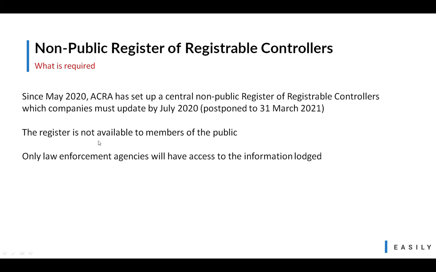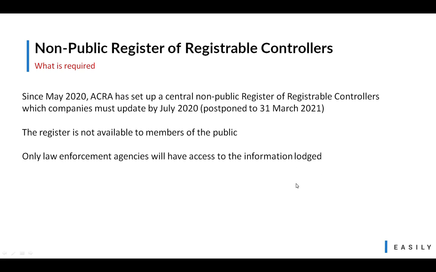Okay, and this register is not available to members of the public. So for example, if somebody wants to know the business profile of a certain company, they can just go to ACRA's website and pull out the business profile and just pay a small fee, and after that they will be able to see who are the shareholders and the directors of the company. But if they want to pull out this register of registrable controllers, they can't, because this is a non-public register. So who will have access? Only law enforcement agencies will have access to the information lodged.